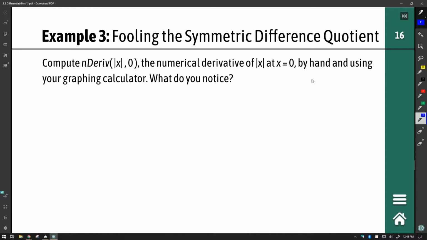Here's another. We want to compute nDeriv for the absolute value of x comma 0, which is the numerical derivative of the absolute value of x at x equals 0 by hand and using the graphing calculator.